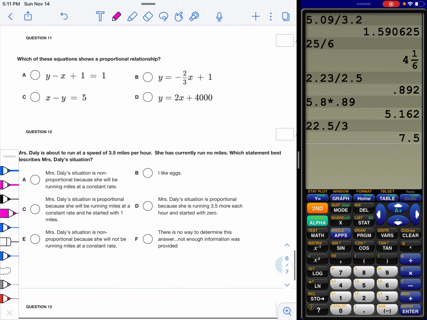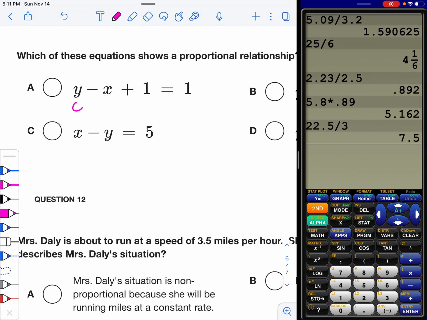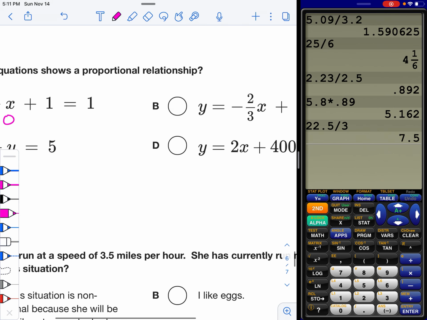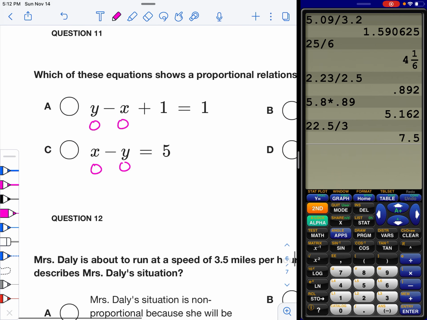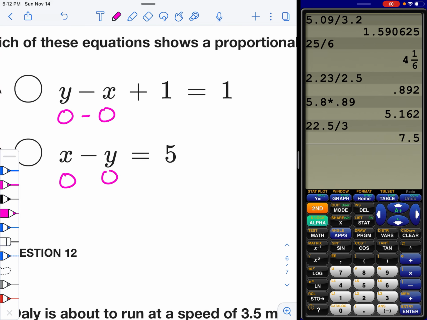Which of these equations shows a proportional relationship? All right, proportional. I'm going to put zeros in for x and y in each one of these, and I'm going to look for one that works. So right below it, I'm just putting in zeros. 0 minus 0 plus 1 equals 1. I get 1 equals 1. I have to admit, right away, I think this is probably my winner.